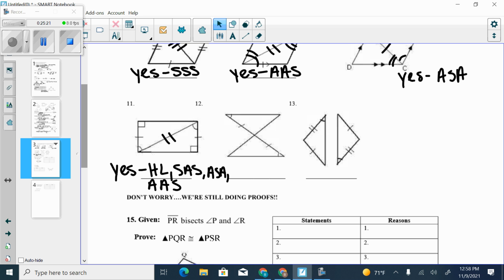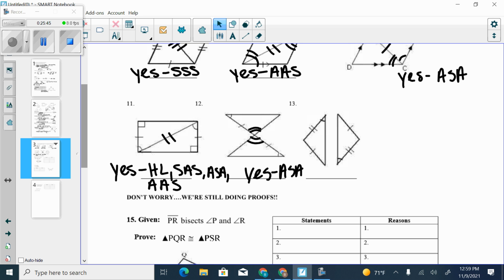Okay, number 12. What can we draw in? Vertical angles. Okay, so if we've got vertical angles, we got these angle pairs marked and those sides, angle, side, good. Alright, and last one.